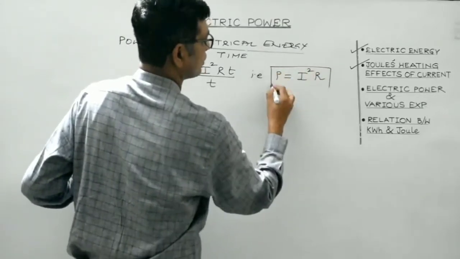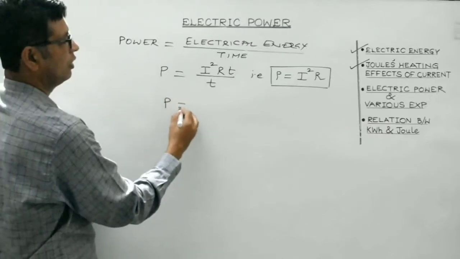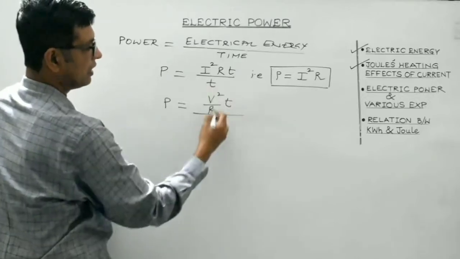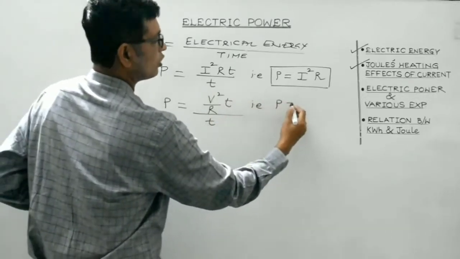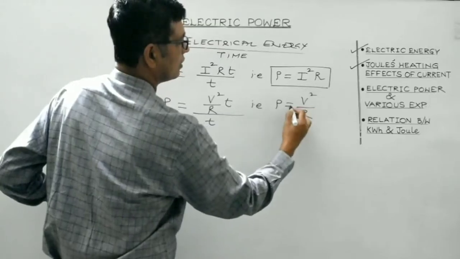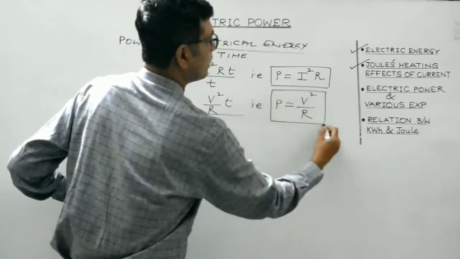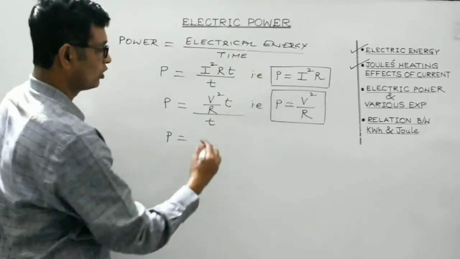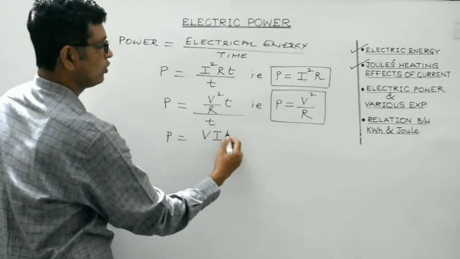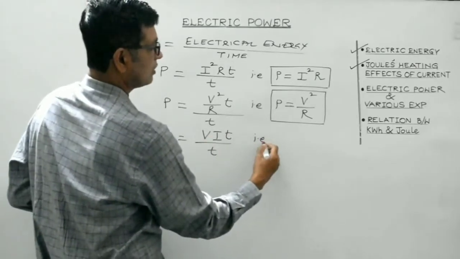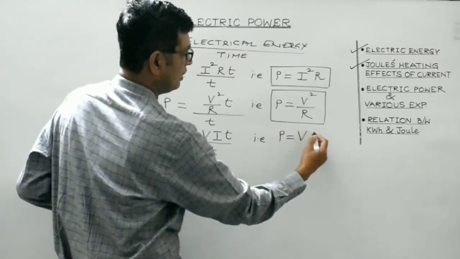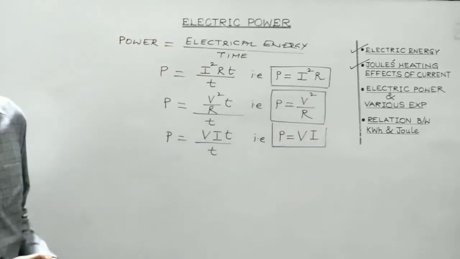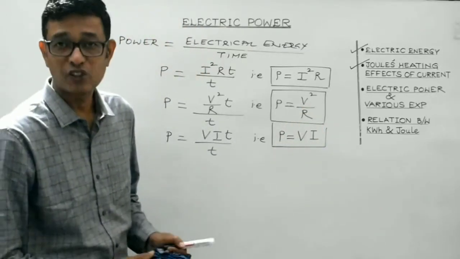This is the first expression. Second, electrical energy may also be written as V square by RT, as we have just discussed, divided by time. That is, power may also be written as V square by R. This is the second expression for the power, isn't it? And third, electrical energy or the amount of heat produced may also be written as V into I into T, divided by time. That is, power may also be represented as V multiplied by I. So these are the three different expressions for the power. Clear, students?